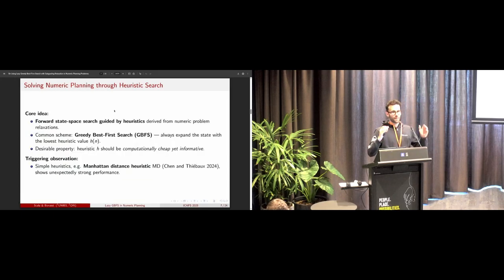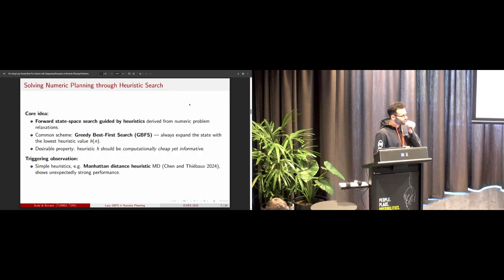Now, a popular approach to solve numeric planning problems is to use a forward state space search algorithm in combination with a heuristic, okay, that is derived from a relaxation of the problem. In this paper, we focus on greedy best first search. So this is a schema where you always expand the node with the lowest heuristic value. And we assume that the heuristic can be cheaply computed and that it provides some information to guide the search towards the goal.